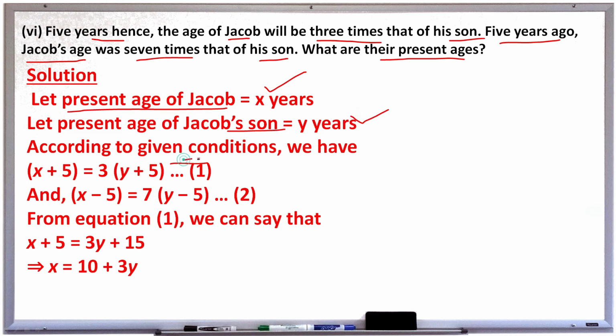According to the condition, we have x plus 5, that is 5 years hence. So x plus 5 is equal to 3 into y plus 5, that is equation number 1. According to the condition, x minus 5 is equal to 7 times that of his son's age, so 7 into y minus 5. From equation number 1, x plus 5 is equal to, opening the bracket, 3y plus 3 into 5, 15. Bring 5 to the right side, you will get x is equal to 10 plus 3y.